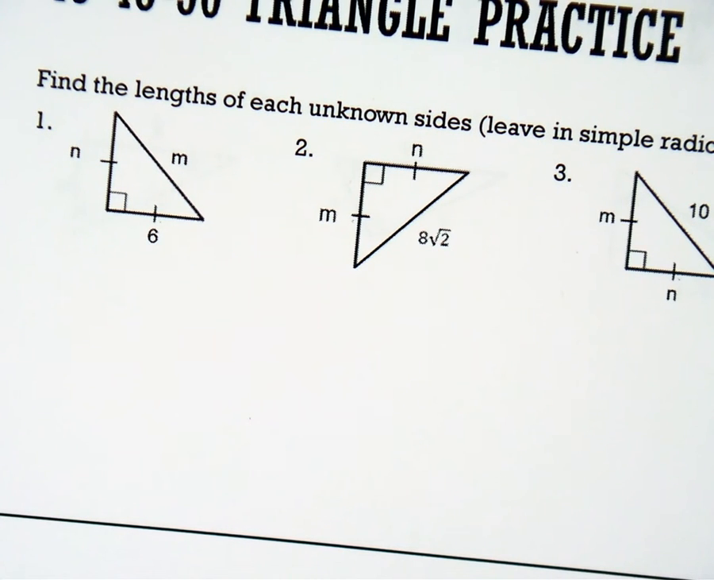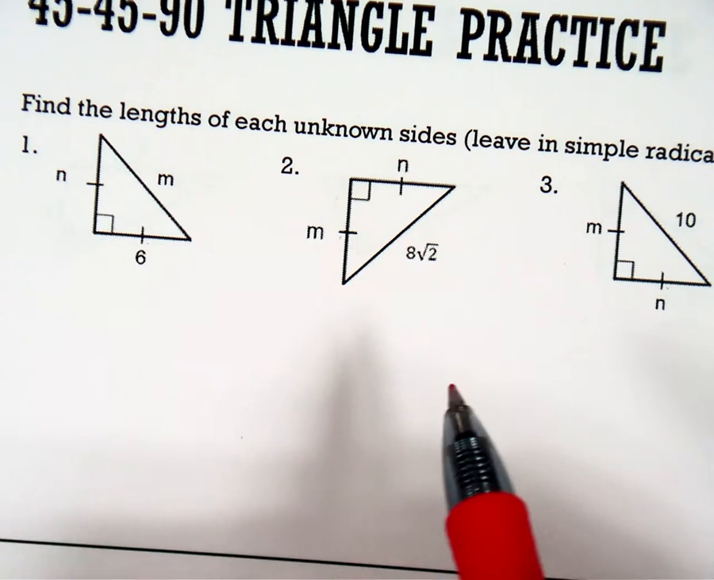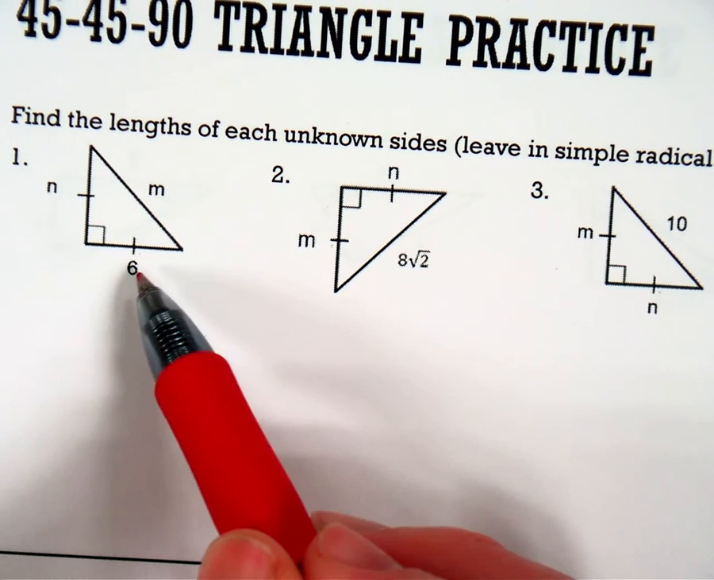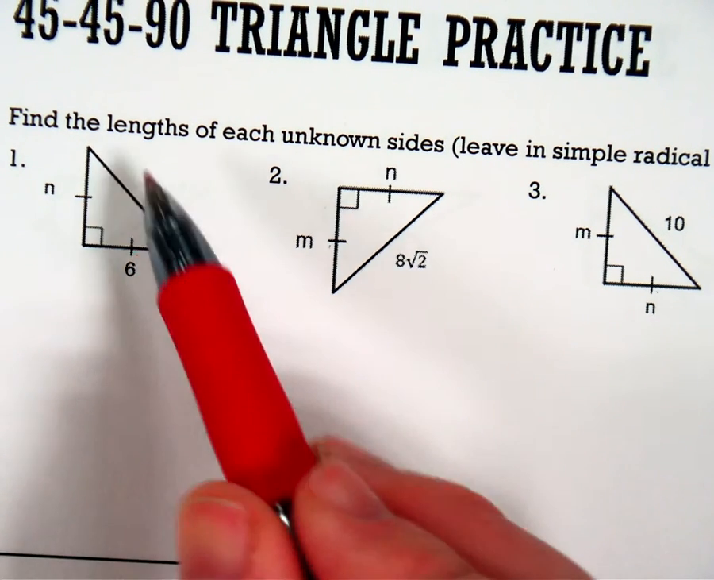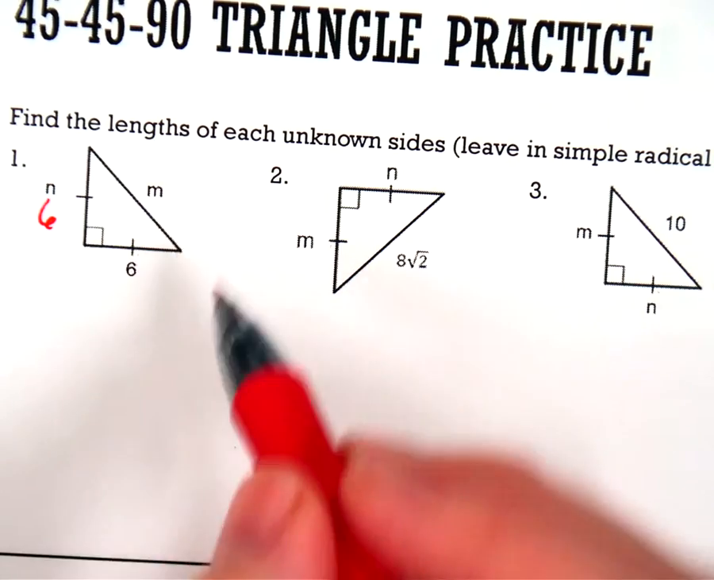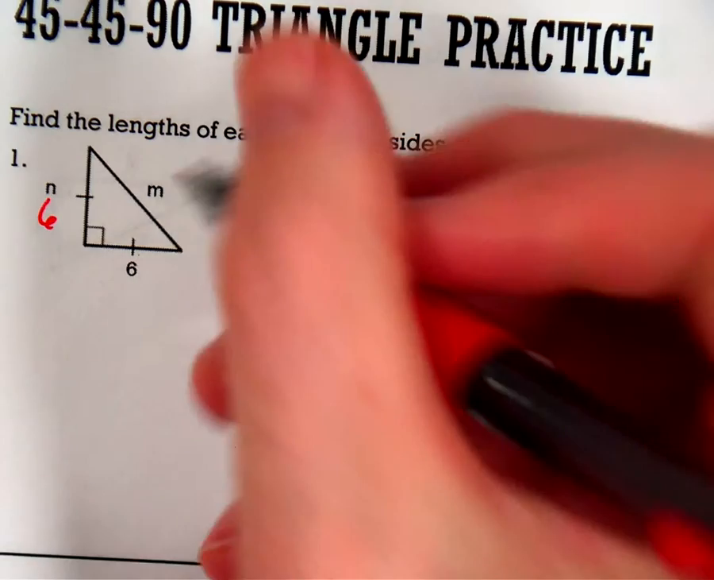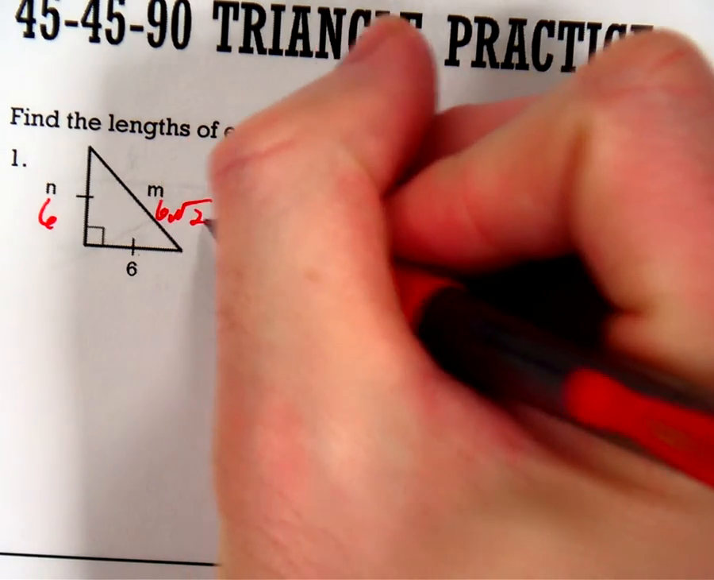Alright, we'll get you started with some easy ones. Okay? It's an isosceles right triangle. Alright, one of the legs is 6. So the other leg is 6. And then the hypotenuse would be 6 square root of 2.